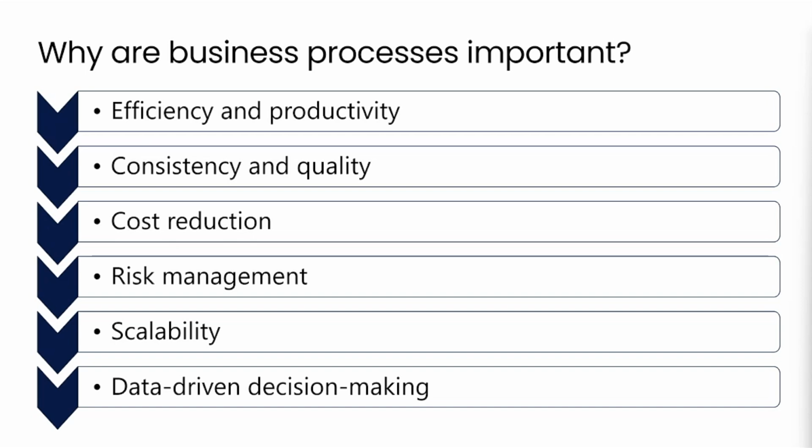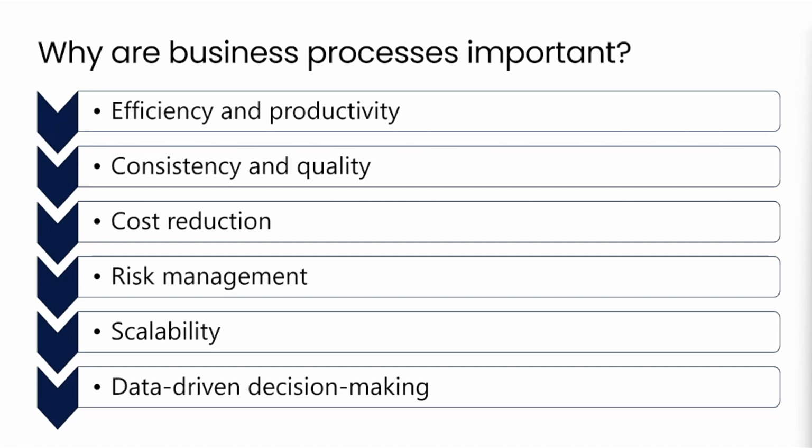So first is efficiency and productivity. When we have well-defined processes, they can significantly improve organizational efficiency and productivity of your workers. Second is consistency and quality. When we have standardized processes, it helps to ensure that those processes are consistent in your operations, and it can help organizations maintain a high level of quality in the products or services that they're offering. Thirdly, we have cost reduction. When processes are optimized, it can lead to cost reductions through resource optimization and waste reduction.